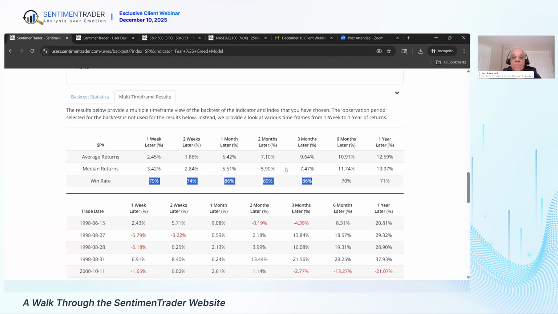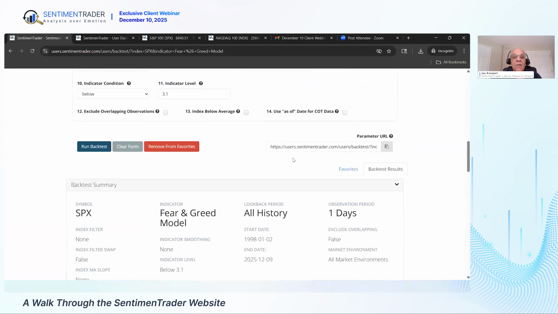Median return for 3 months, about 7.5%. If you're a short-term trader, maybe that's a good one to keep track of. So if you want to keep track of an indicator, well, I already have this one in my favorites, but if you don't have it, it'll say add to your favorites. So you click that, you give it a name, and it will save it.